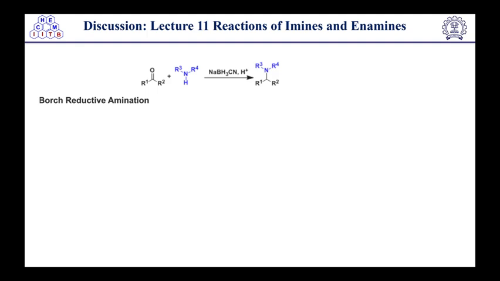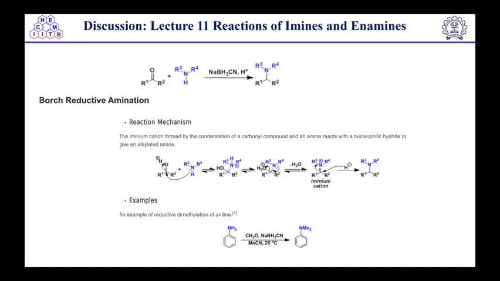The name reaction of this one is Bosch reductive amination. We'll discuss the mechanism. Talking about the reaction mechanism, the iminium cation formed by the condensation of a carbonyl compound and an amine reacts with the nucleophile hydride to give an alkylated amine.